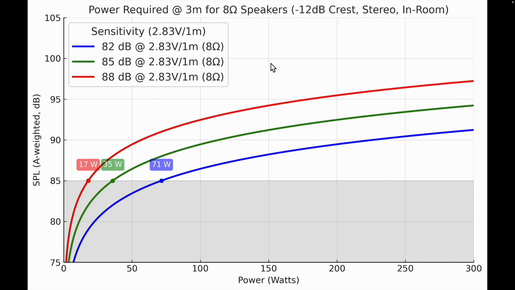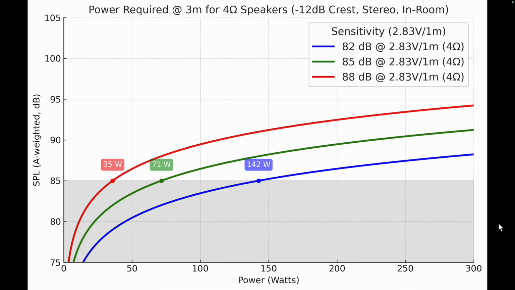So let's focus specifically on the 3 meters. And the reason I've chosen 3 meters is because most people tend to listen at around 3 meters listening distance or so. If you're lower than that, great. If you're a little bit above that, pay extra attention to some of these graphics. We're going to assume 3 meters listening distance, but we're also going to assume 3 different sensitivity measurements, all taken at 8 ohm, which gives us 1 watt, 1 meter, okay? So if we look at a speaker with 82 decibel sensitivity, we're going to need about 71 watts to hit 85 decibels. We're going to need 35 watts for an 85 decibel sensitivity speaker, and we're going to need 17 watts for a speaker with 88 decibels of sensitivity.